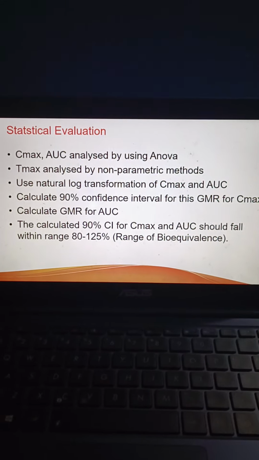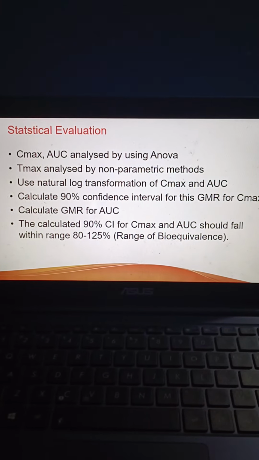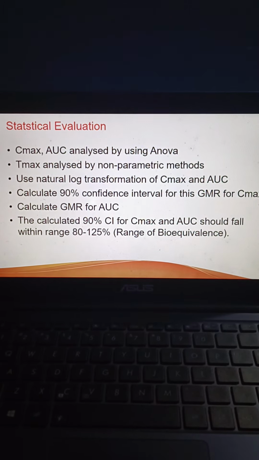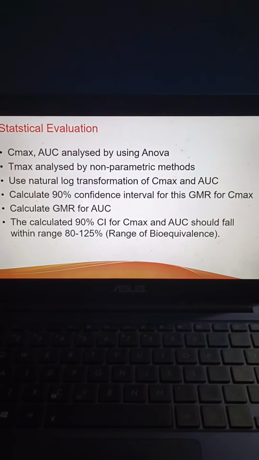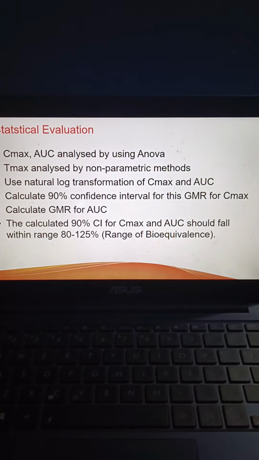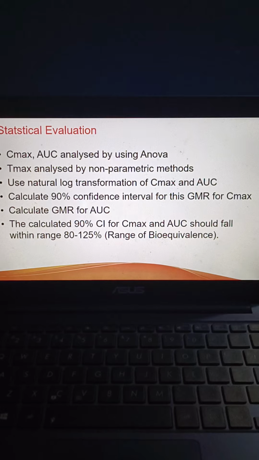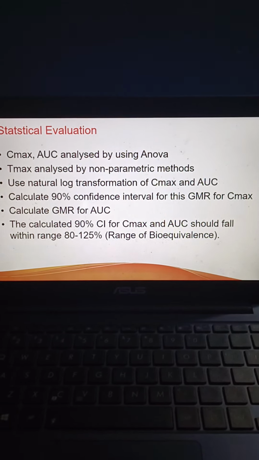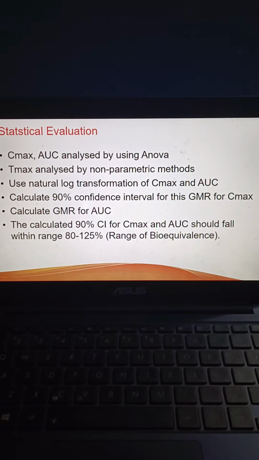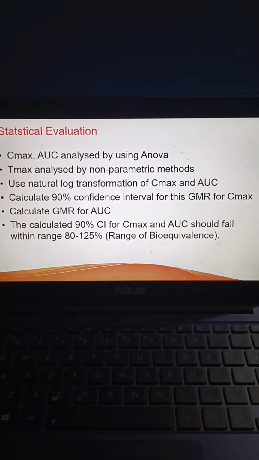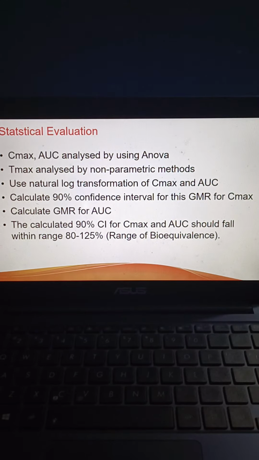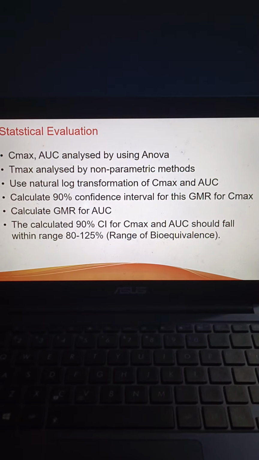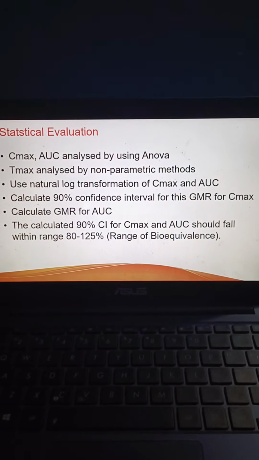Then statistical evaluation. Cmax, AUC analyzed by using ANOVA, Tmax analyzed by non-parametric methods. Use natural log transformation of Cmax and area under the curve AUC. Calculate 90% confidence interval for the GMR, geometric mean ratio, for Cmax. Then calculate GMR for AUC, area under the curve. The calculated 90% confidence interval for Cmax and AUC should fall within the range 80 to 125% range of bioequivalence.